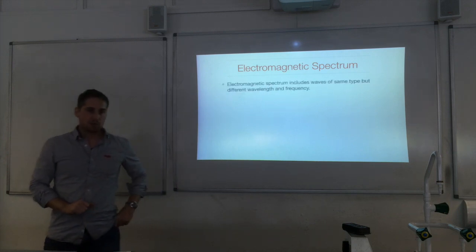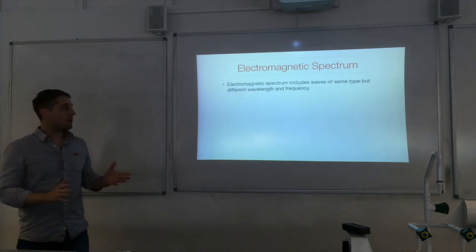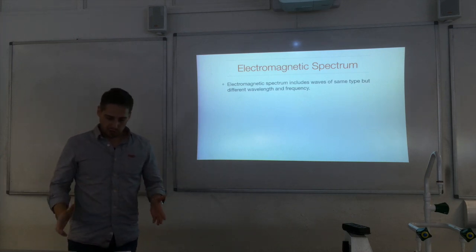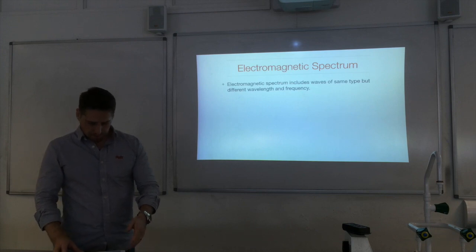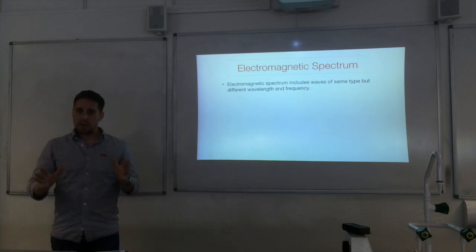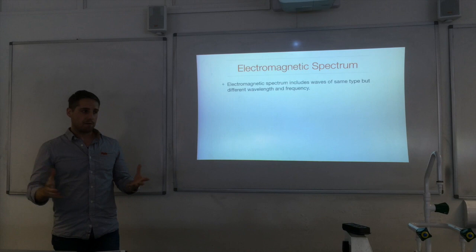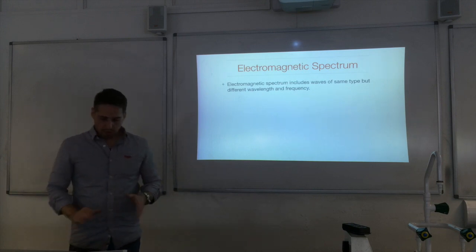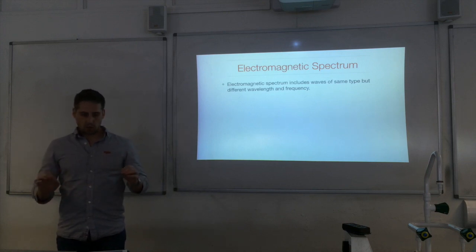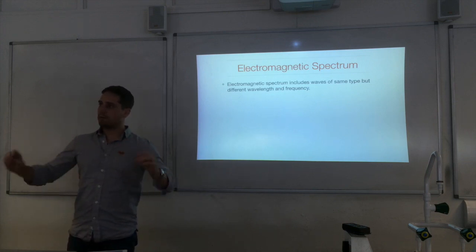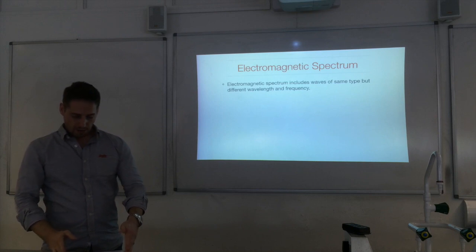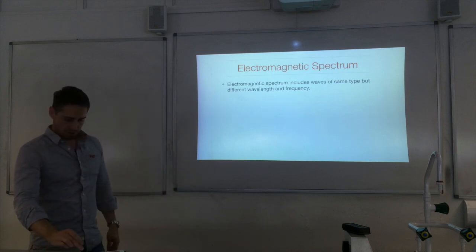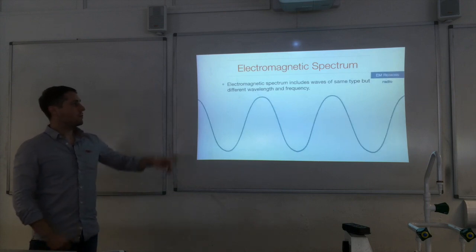The electromagnetic spectrum includes waves that are of the same type, but they have a range of wavelengths and a range of frequencies. And we group them in 7 regions because they have similar properties. Now, what I'll do is work through each of those regions in order. We'll go from long wavelength to short wavelength, and then I'll give you an example value for the wavelength and frequency at each point. So we'll start off with radio waves.